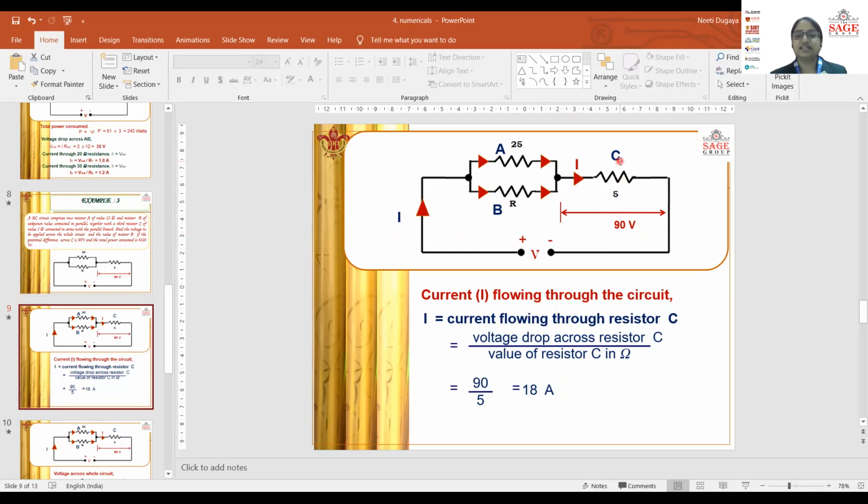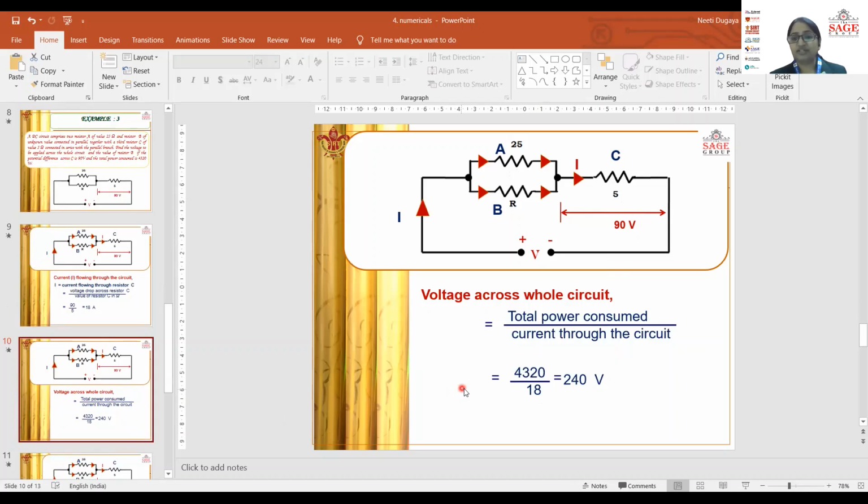And so the resistance C, which is 5 ohms, has a potential difference of 90 volts across it, and we need to find out the current. For finding the current through C, the 5 ohm resistance, we divide the potential difference by the resistance. So the current flowing through C would be I, and I would be V by R, Ohm's law again. So I is equal to V by R, the voltage drop across the resistor is 90 volts, and the value of resistor C is 5 ohms. So 90 by 5 will give you 18 ampere current, right? So the current flowing through C, that is the 5 ohm resistance, is 18 ampere.